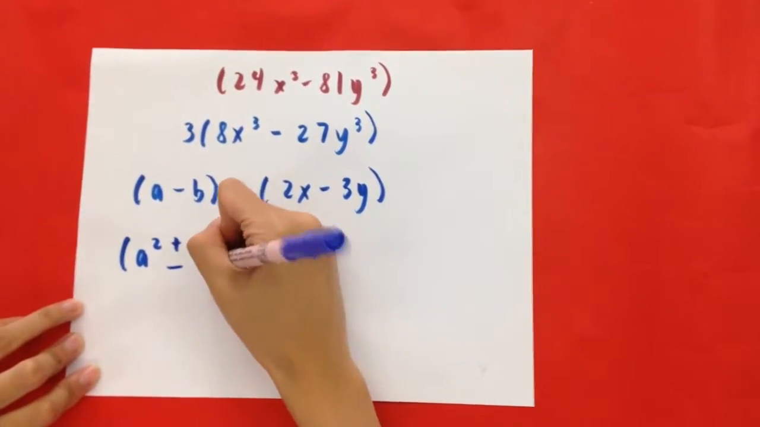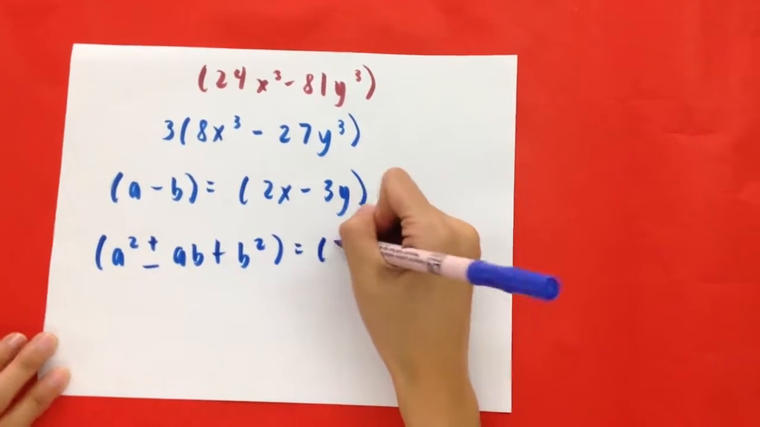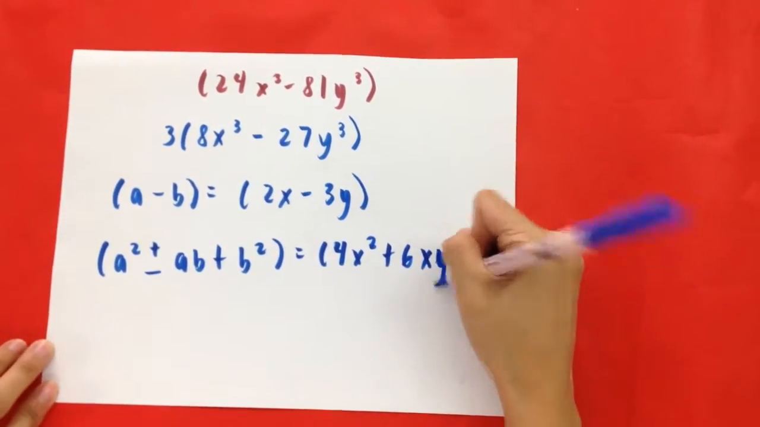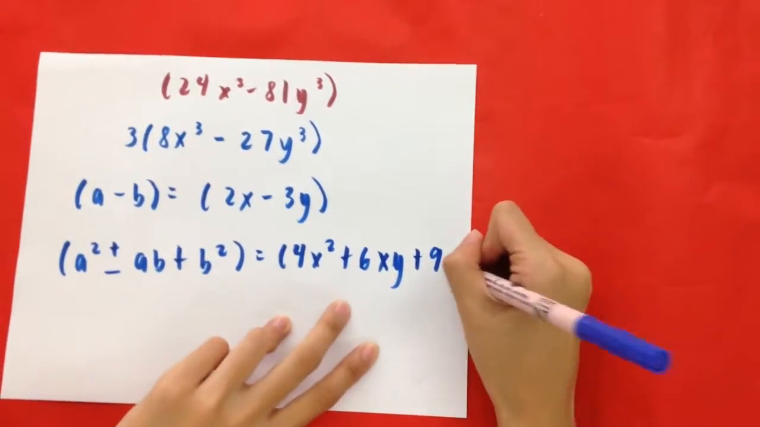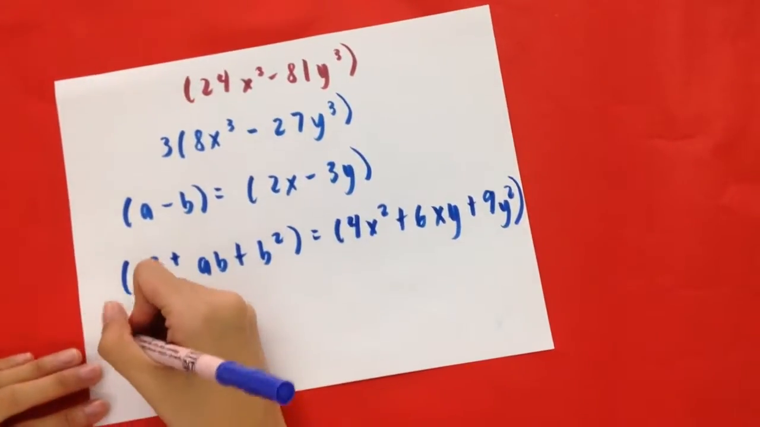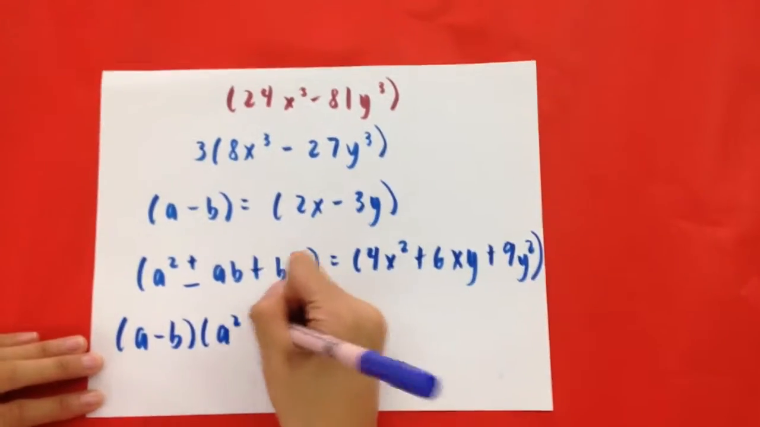Simply do the same steps as we did a while ago. For the first parenthesis, you have to get the cube root of both a and b, which is 2x minus 3y. And for the second parenthesis, get the square root of a, multiply a and b, and then get the square root of b. This will give you 4x squared plus 6xy plus 9y squared.